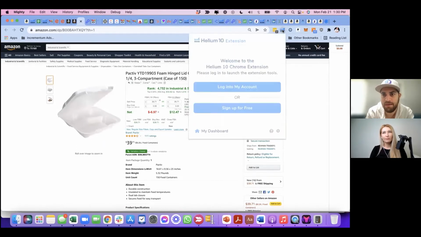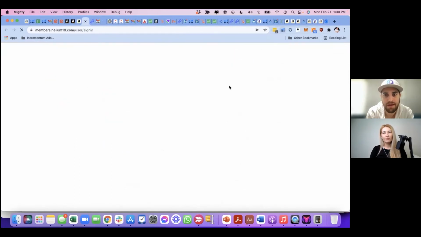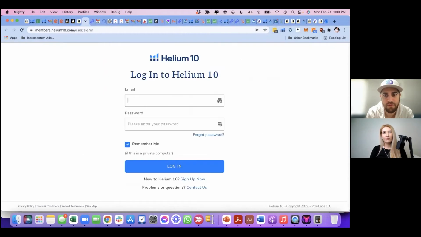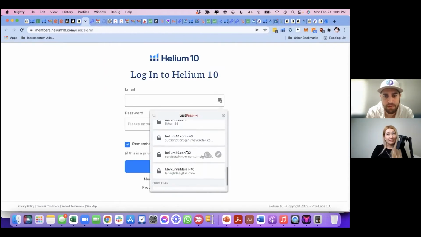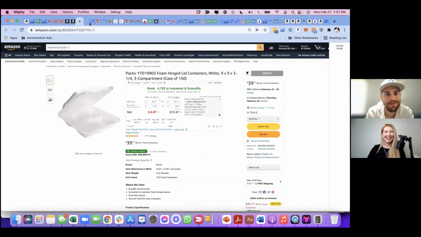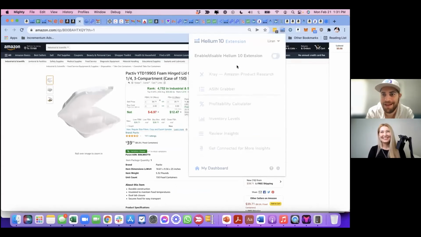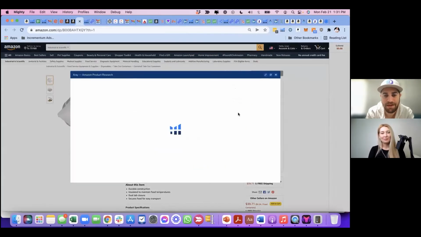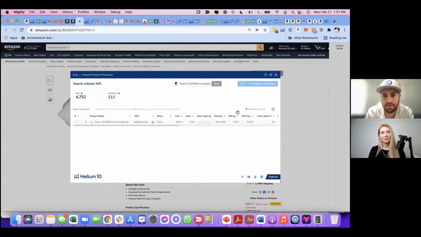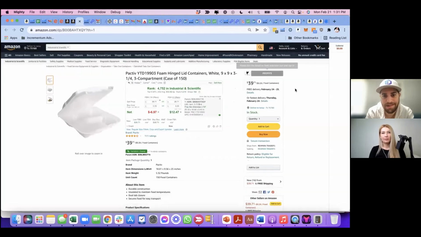Just want to see what Helium kind of shows on this. Just log in here. What Helium shows in terms of revenue: 25,000 a month in revenue. So pretty good. The product has 111 ratings, $40. So price point's good, merchant fulfilled.